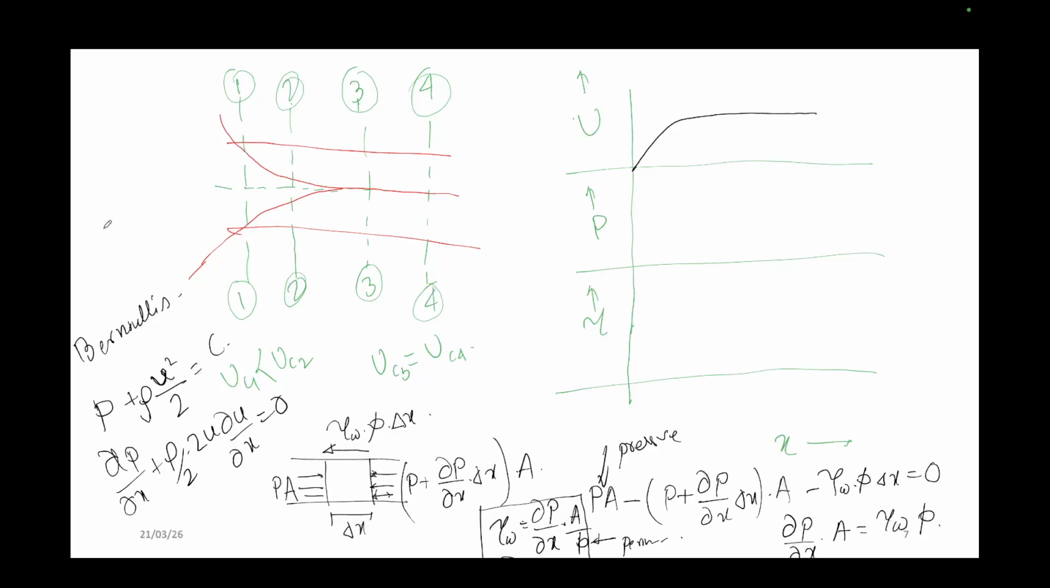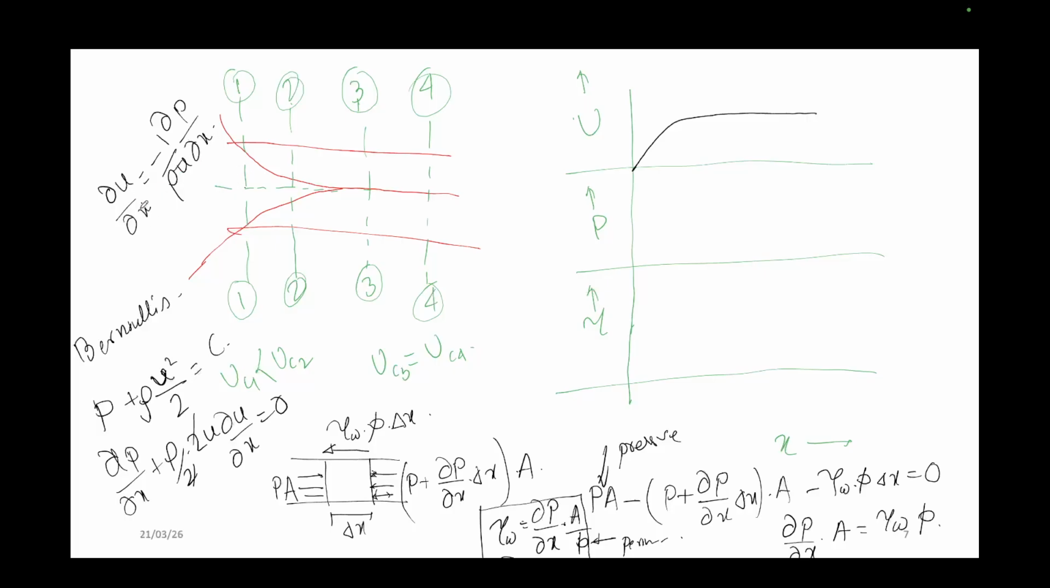So from this, if I write du dx, this is minus 1 by rho u dP dx.